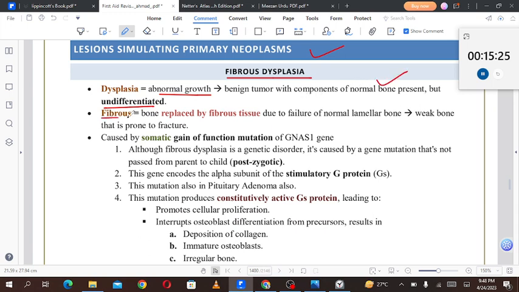And what is meant by fibrous? So bone is replaced by fibrous tissue due to failure of normal lamellar bone, weak bone that is prone to fracture, caused by a somatic gain of function mutation in the GNAS1 gene. Although fibrous dysplasia is a genetic disorder, it is caused by a gene mutation that's not passed from the parent to child, that is a post-zygotic mutation.